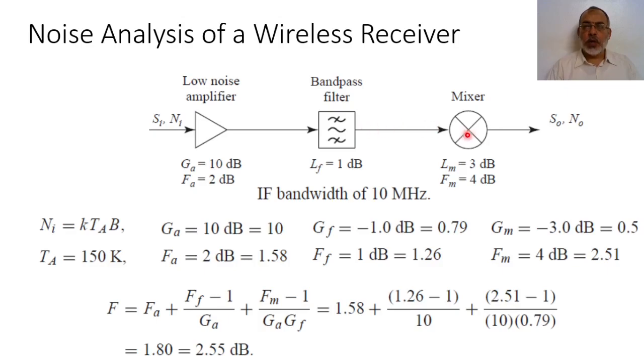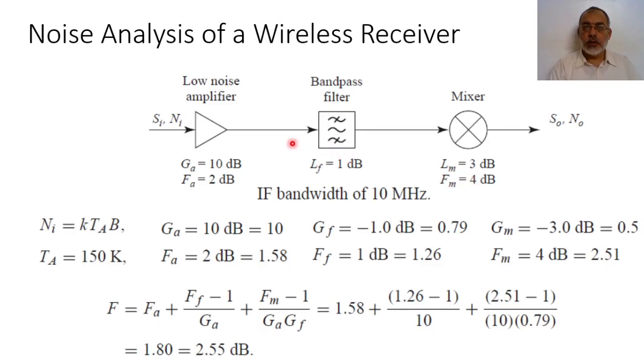This band pass filter is followed by a mixer, and we have something called conversion loss. When we are converting the signal from one frequency to another frequency by using a mixer, the amplitude of the output signal will be less than the amplitude of the input signal. So we have mixer loss, and the mixer loss LM in this case is 3 dB, and the noise figure for the mixer is 4 dB. And actually the mixer is a good example of a noisy circuit in the wireless receiver system. So we have a large noise figure here.